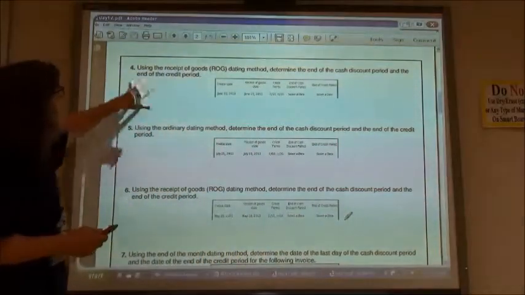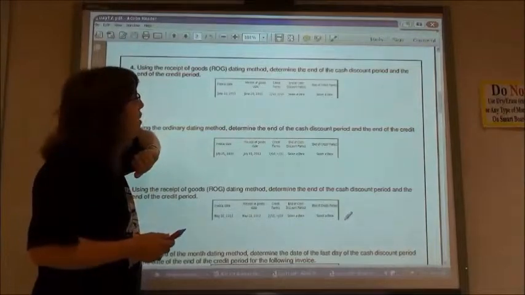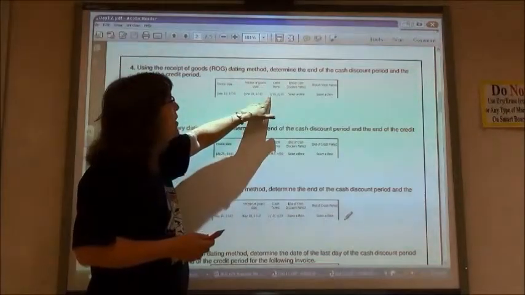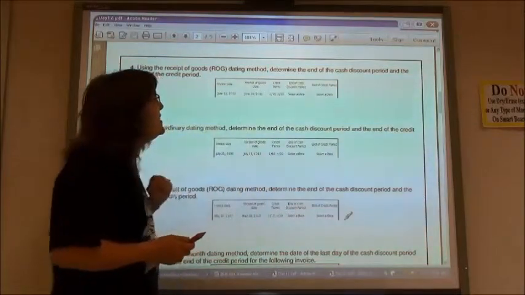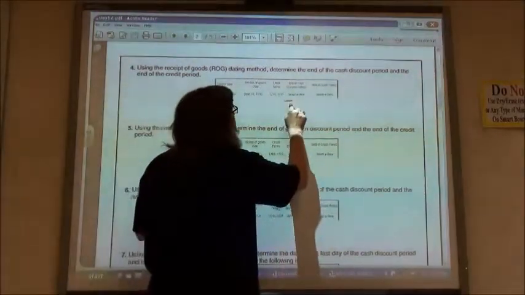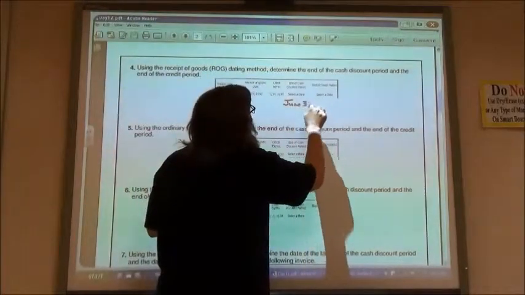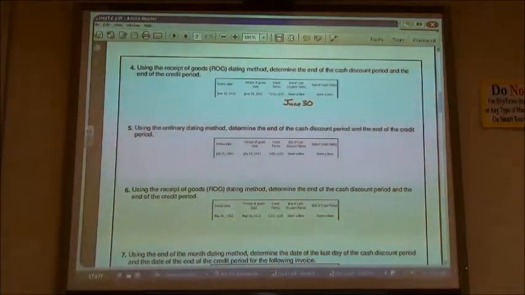So I purchased items on June 10th, but I didn't receive them until June 20th. My credit terms are 1/10. I get a 1% discount if I pay it within 10 days. So I want to go 10 days from June 20th. 10 days from June 20th, 20 plus 10, would give me June 30th. The net payment is due within 30 days.